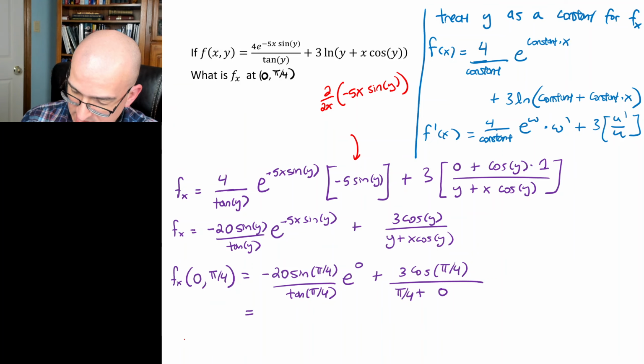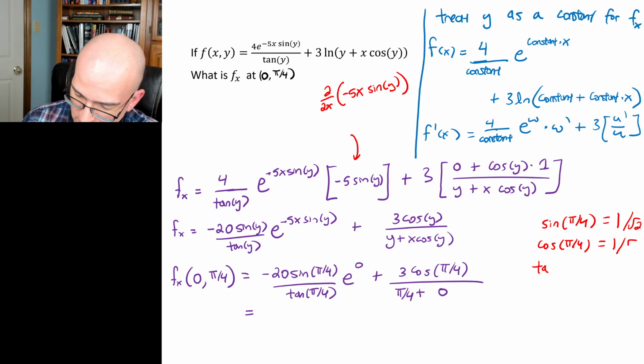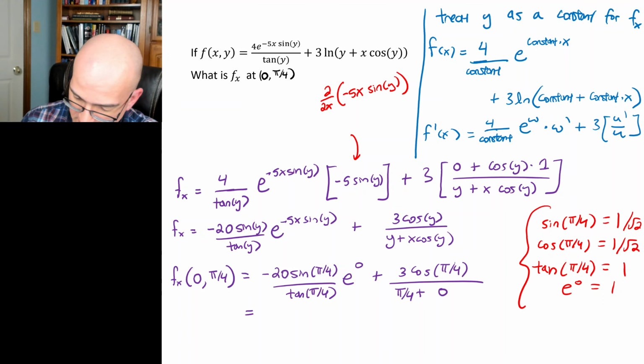So I'll put these facts down here. Sine pi over 4 equals 1 over root 2 from our special triangle. Cos pi over 4 is equal to 1 over root 2 from our special triangle. Tan pi over 4 is 1. I'm getting excited about the last one. So I'm going to plug all those in. E to the 0 is equal to 1. I'll put that there too. So there's our facts. And then we'll simplify.